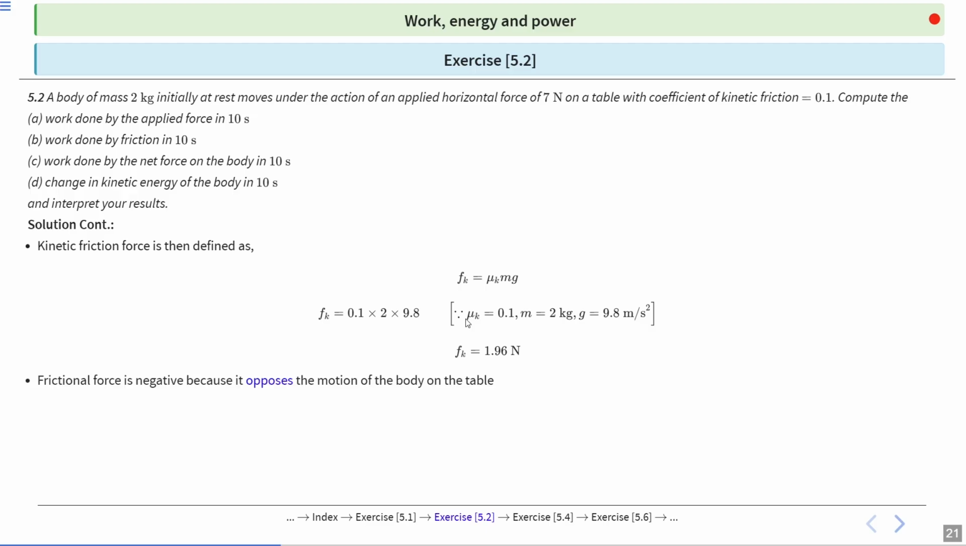Frictional force is negative because it opposes the motion of the body on the table. So Fk is equal to minus 1.96 Newton. Clear?